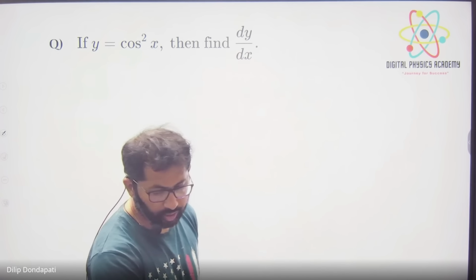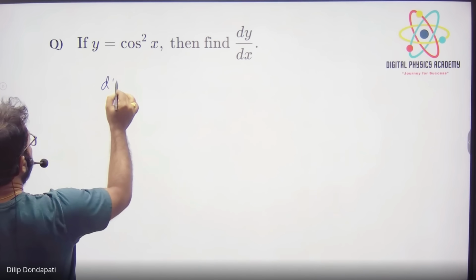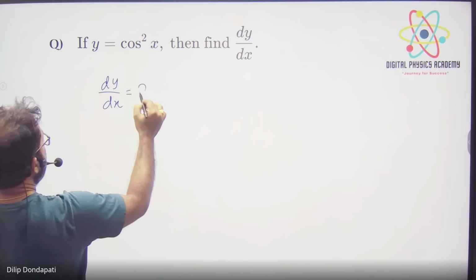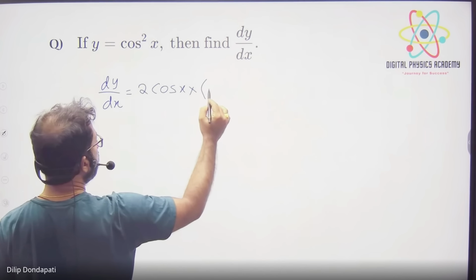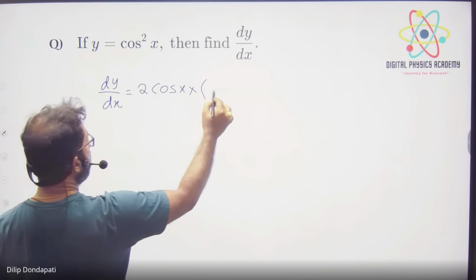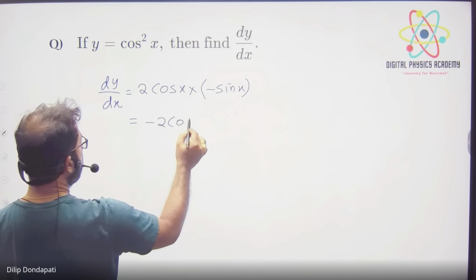2 sin square x, cos square x. Why? Tell me, what did you do with it? First we assume cos x as x. Then it is like x power n, right? So how much is this? So n into x power n minus 1, cos x, into the differentiation of cos x, which is sin x. No, minus sin x. Minus sin x. So therefore it is in the form minus 2 cos x into sin x.